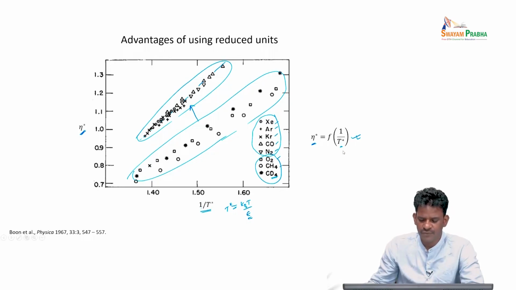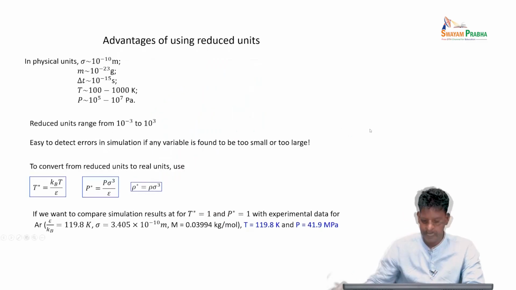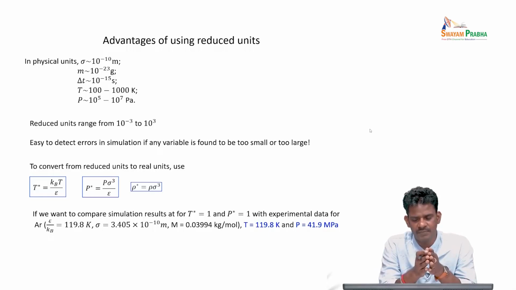So, once such universal functions are available, then we do not have to do simulation for every single system. We can take simulation results from another system and then convert that into a corresponding reduced state, and that could be used for many other similar systems. And another advantage of using reduced units in MD simulation is that we are able to monitor whether there is any error coming up during the simulations.